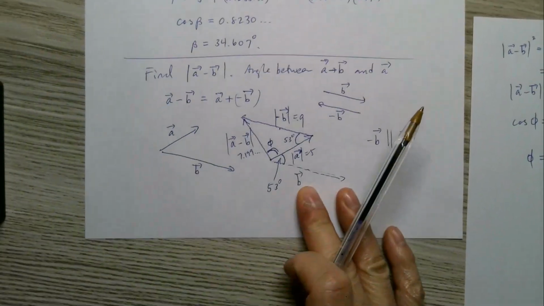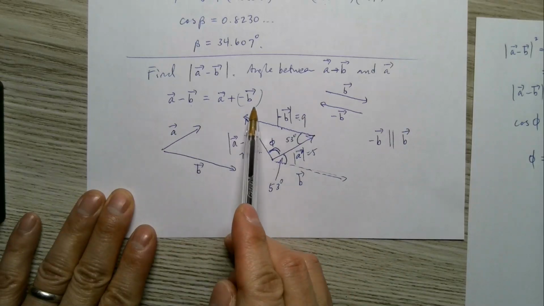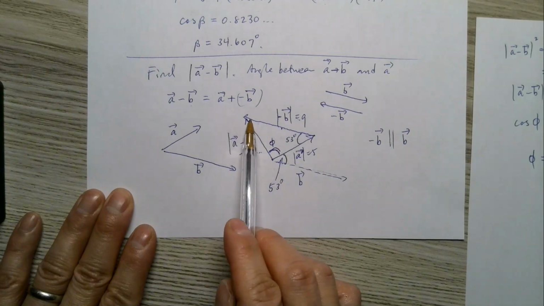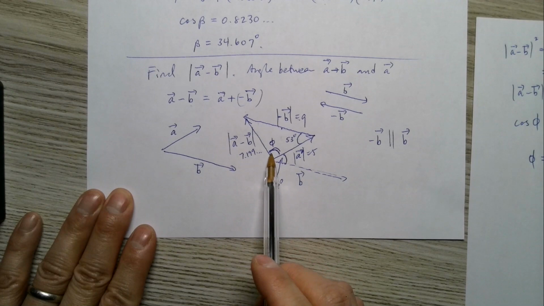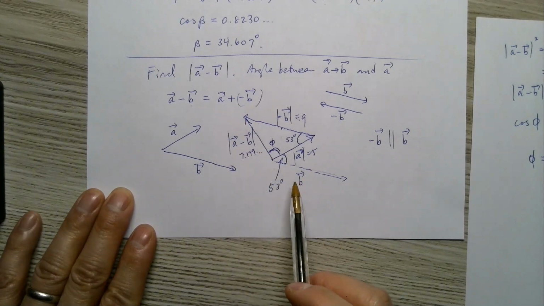And then for subtraction, remember that a minus b is the same as a plus negative b. And so copy the vector, but copy it backwards, so it's pointing in the other direction. Draw your resultant vector, set up law of cosines again, and do the same thing.